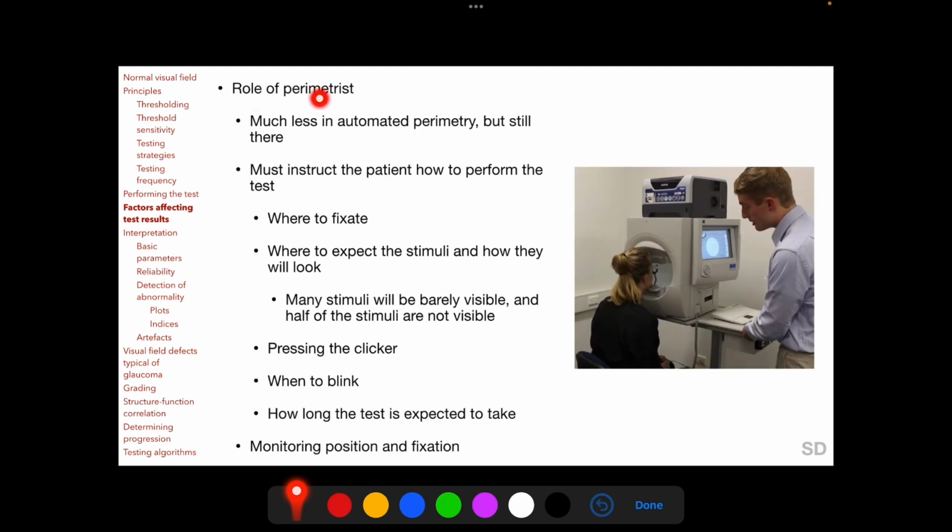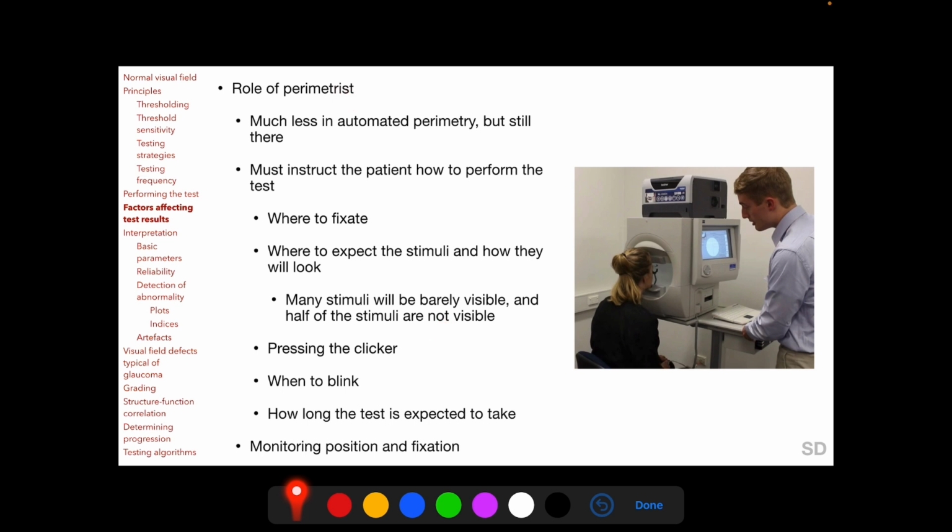Although the role of the perimetrist is much less in automated perimetry as compared to manual kinetic perimetry, it is still there. The perimetrist must instruct the patient how to perform the test by telling him or her where to fixate, where to expect the stimuli, and how the stimuli will look like, to press and immediately release the clicker upon perceiving a stimulus, when to blink, and how long the test is expected to take. It is important to remember that many stimuli will be barely visible to the patient, and approximately half of the stimuli will actually not be perceived by the patient.